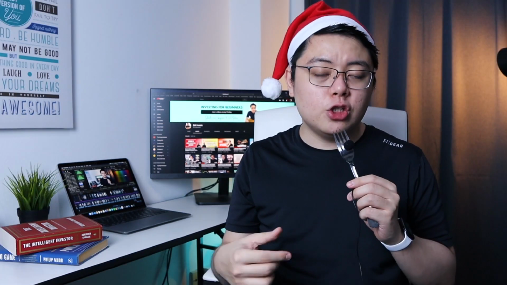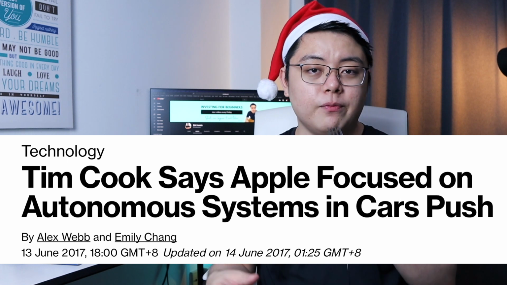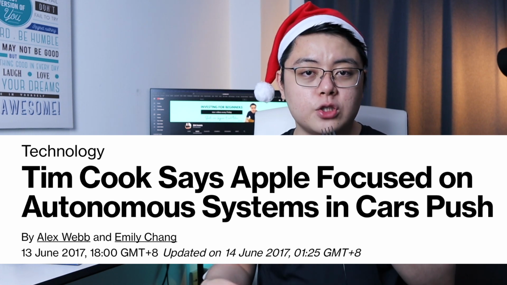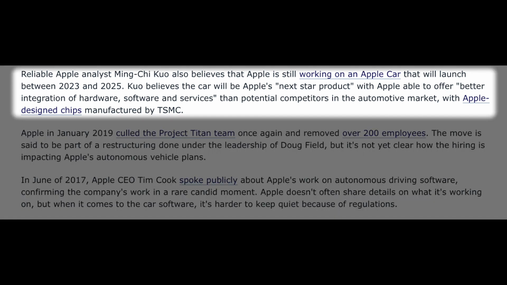They will not just plant their product on a Honda or a Toyota and let their brand's fate decided by the others. Back in June this year, Apple CEO Tim Cook reportedly said that they have been focusing more onto the autonomous driving system, and a reliable leaker and Apple analyst Ming-Chi Kuo said that Apple could launch Apple Car between 2023 and 2025, and that the car will be Apple's next star product.